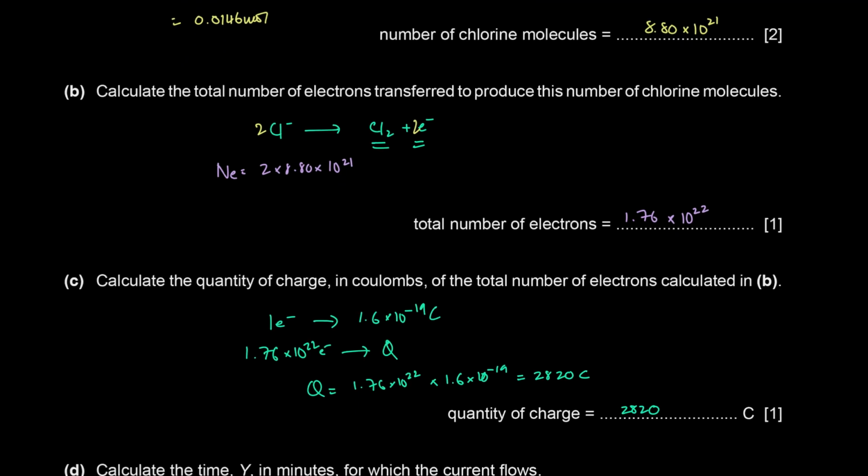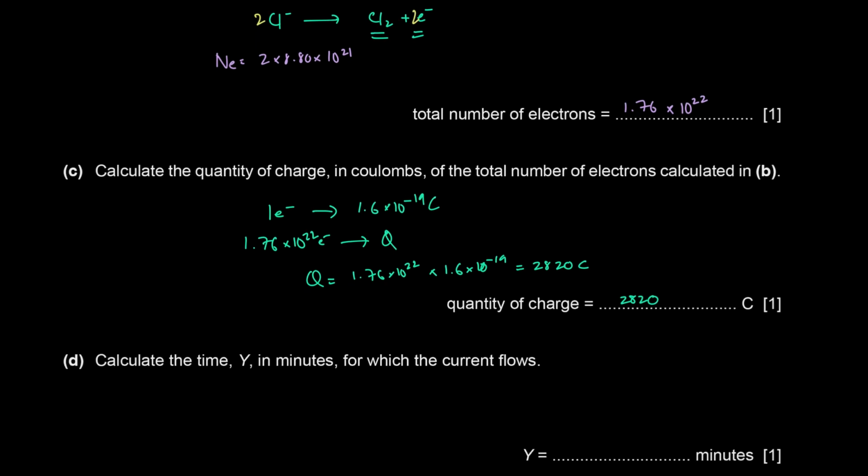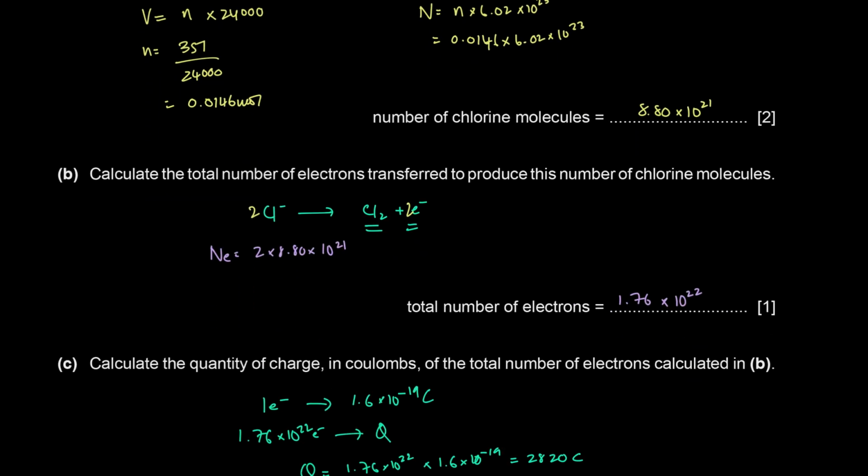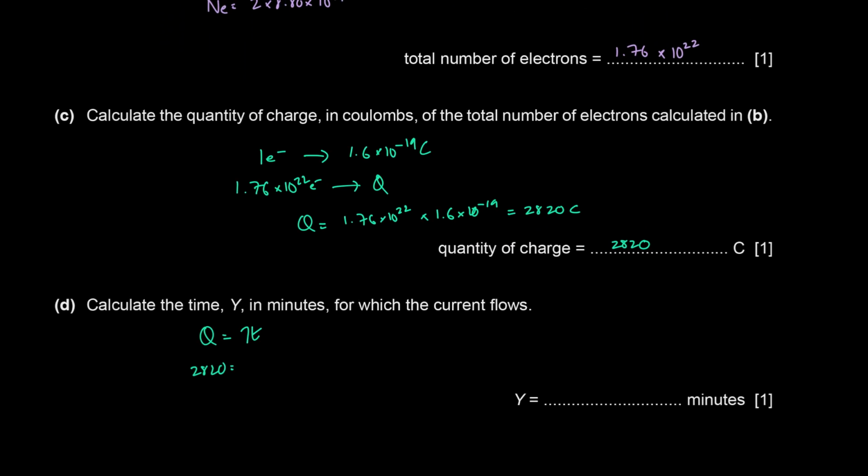Calculate the time Y in minutes for which the current flows. What we have is Q is equal to IT. We've calculated Q, that was 2820. The current they had given to us in the question is 3.1 amperes, so we have 3.1 amperes times the time in minutes. Let's call that Y times 60, because this equation is for time in seconds. So what is Y equal to?